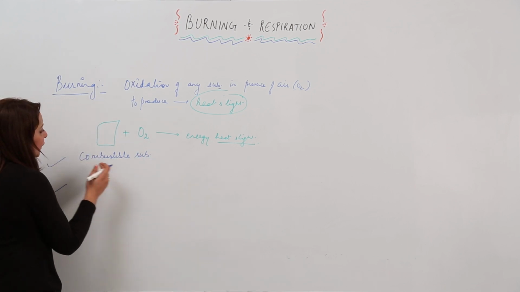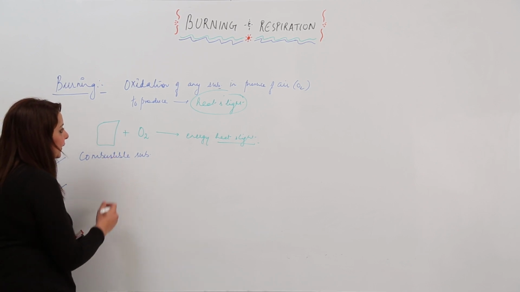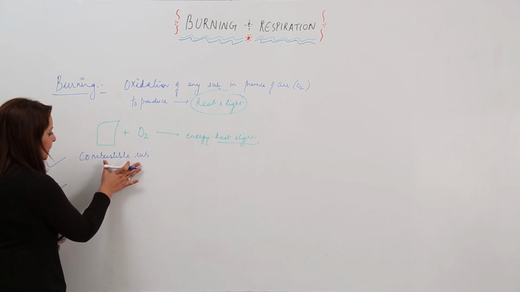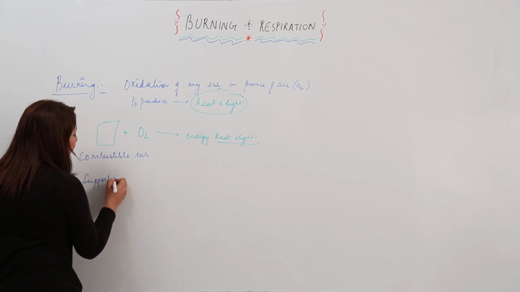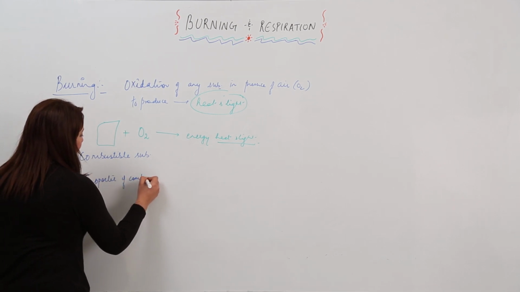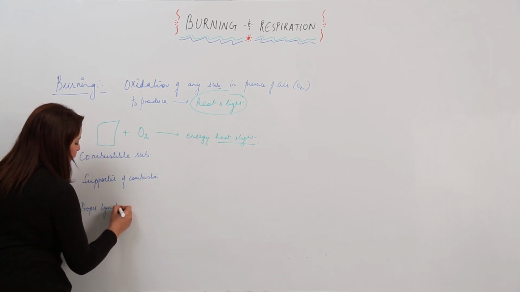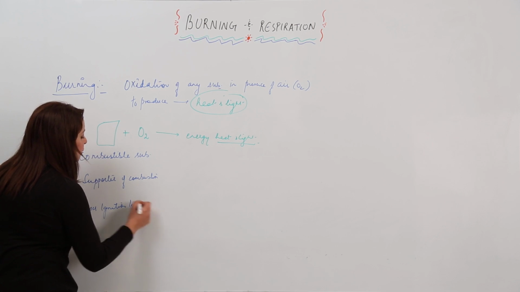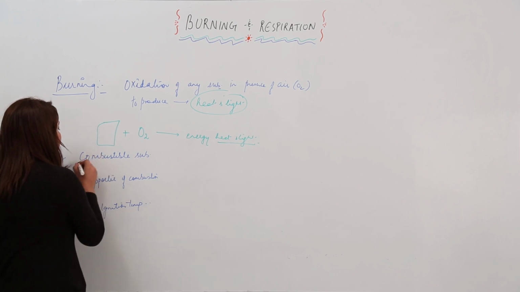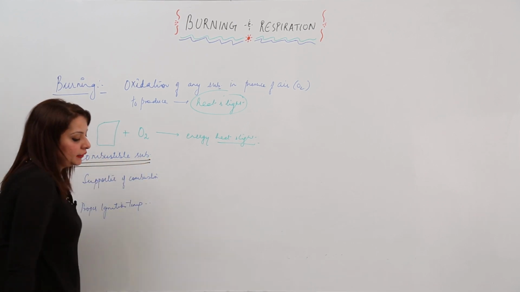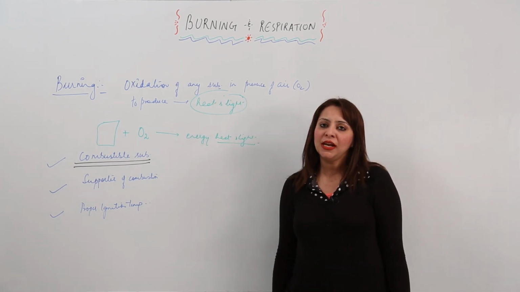But before that, I want you to be familiar with all these three criteria which are required. One is the combustible substance. The other one is the supporter of combustion. And the third one is the proper ignition temperature. So we are taking up these criteria separately so that you'll be able to understand them in a better way. So the first criterion we are taking up is the combustible substance, right?